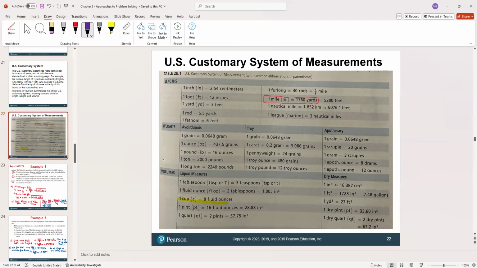1 quart is 2 pints. I'm not sure I see liter here in quart, but it must be somewhere. All right, 1 liter. We have 1 quart is 2 pints, 1 pint is 12 ounces, 1 ounce is 2 tablespoons.